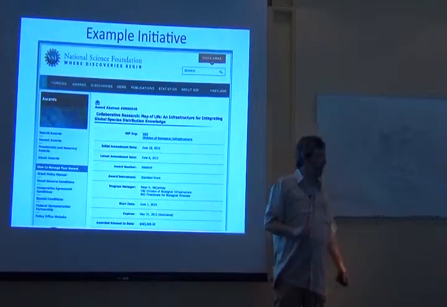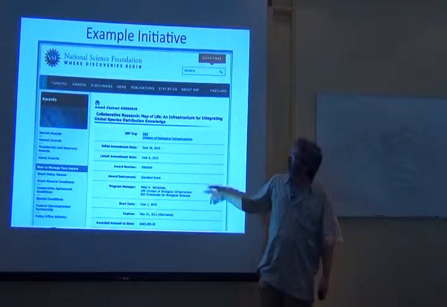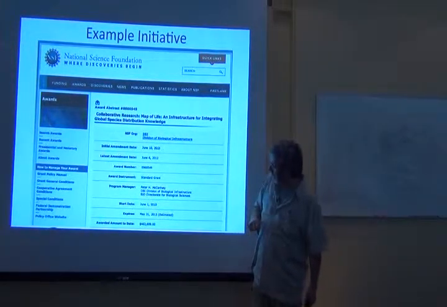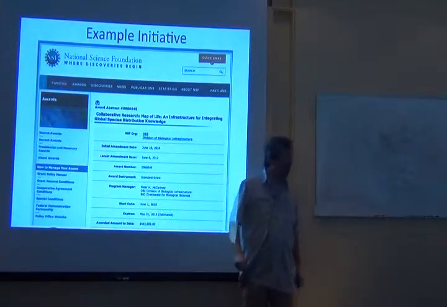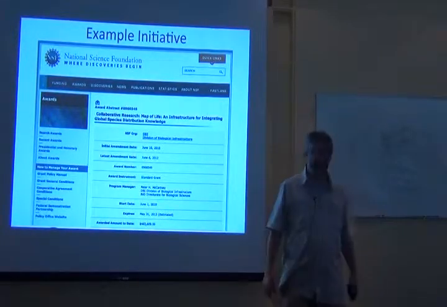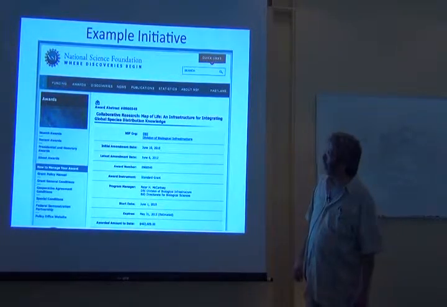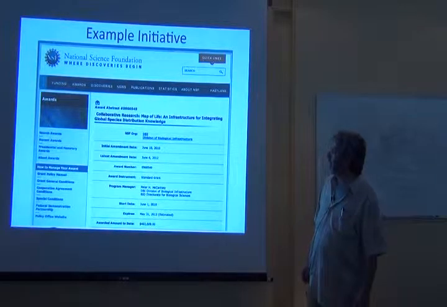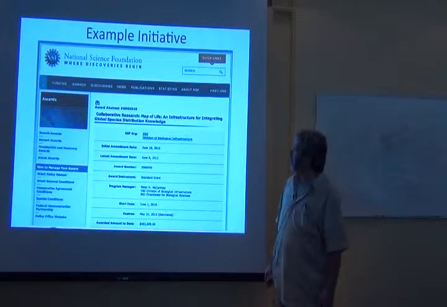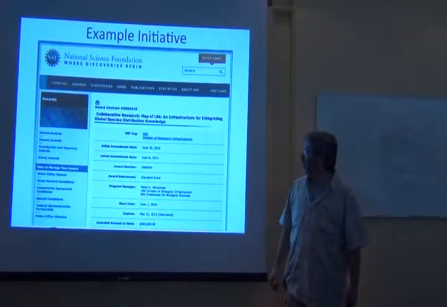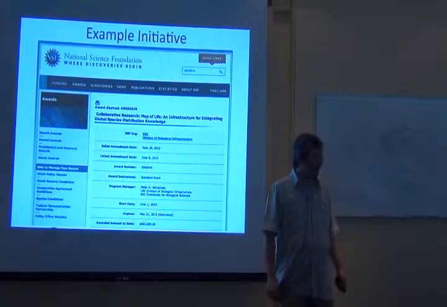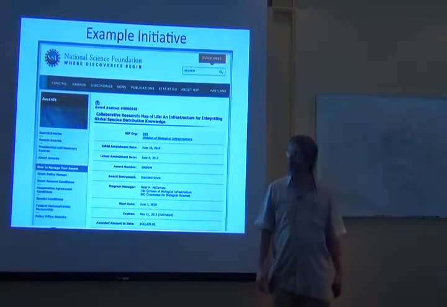Here's an example of not. National Science Foundation grant, $463,000 for the development of Map of Life, an infrastructure for integrating global species distribution knowledge. Sounds exciting. Okay?